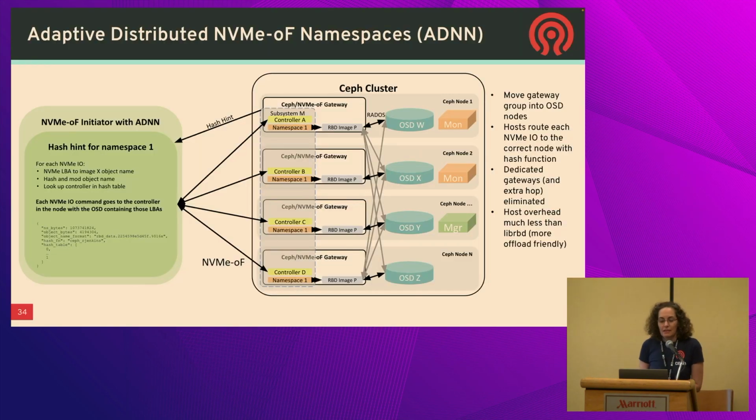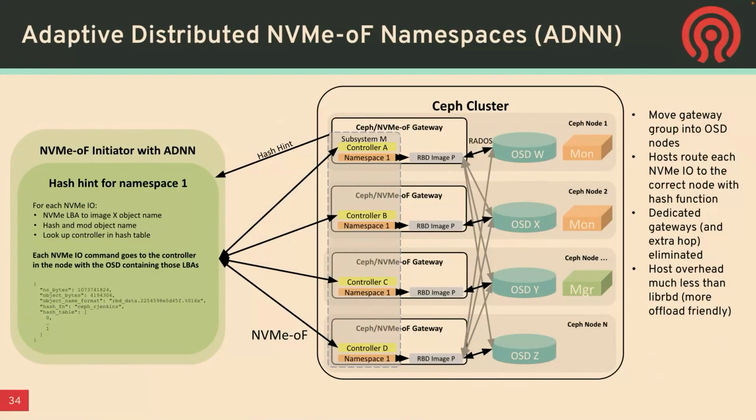Okay. Another work going on for quite a while is adaptive distributed NVMe-over-Fabrics namespaces, or in short, ADNN. As I talked about, the gateway model.